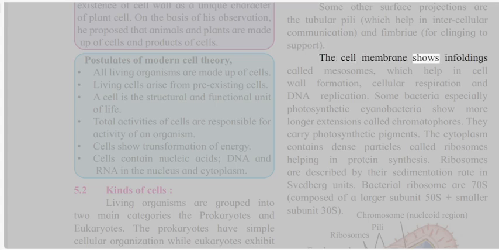The cell membrane shows enfoldings called mesosomes, which help in cell wall formation, cellular respiration and DNA replication. Some bacteria, especially photosynthetic cyanobacteria, show longer extensions called chromatophores. They carry photosynthetic pigments. The cytoplasm contains dense particles called ribosomes, helping in protein synthesis. Ribosomes are described by their sedimentation rate in Svedberg units. Bacterial ribosomes are 70S, composed of a larger 50S subunit plus a smaller 30S subunit.